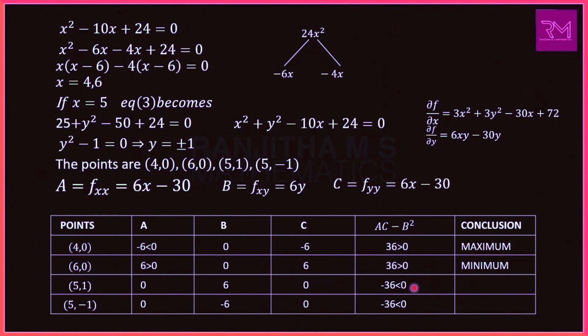In a similar way, for the point (5, 1), AC minus B square value is less than 0. Hence, we can conclude that it has a saddle point. Here also, AC minus B square value is less than 0. Hence, directly we can conclude that for the point (5, -1), it has a saddle point. This completes the problem.